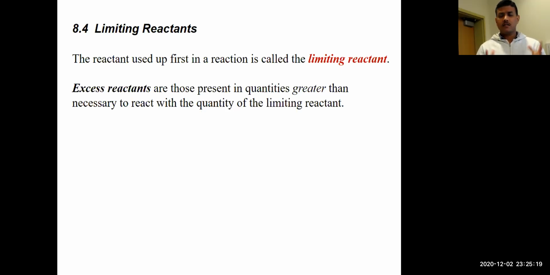So what is this limiting reactant? Let's review what we discussed previously, right? In the previous section, we discussed that if you know the quantity of one reactant, either in grams or moles, you can predict the quantity of another product in moles or grams, right?